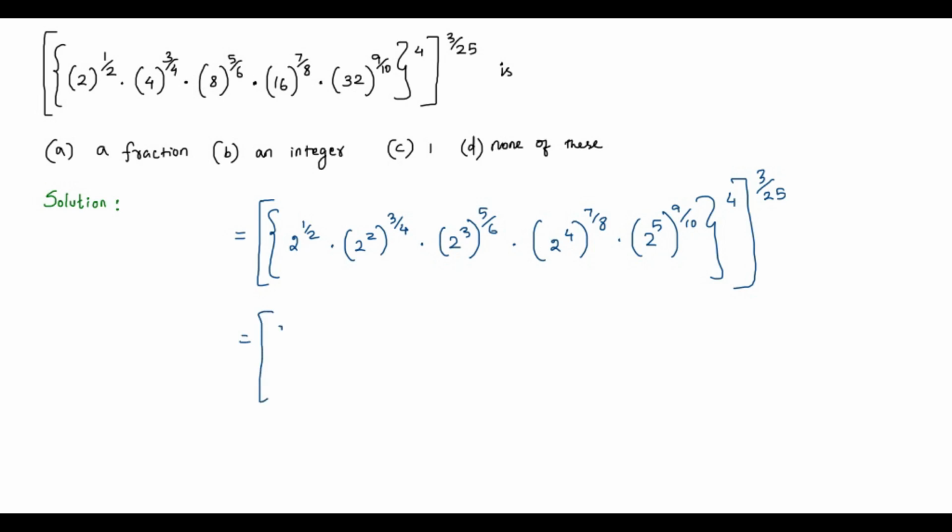Okay, now 2 to the power of 1 by 2 times 2 to the power of, we can multiply these two exponents, so we'll get 2 times 3 by 4, 2 to the power of 3 times 5 by 6, and here 2 to the power of, we can multiply these two exponents, that is 4 times 7 by 8, 2 to the power of, we can multiply these two exponents, we will be getting 5 times 9 by 10, whole to the power of 4 again, whole to the power of 3 by 25.